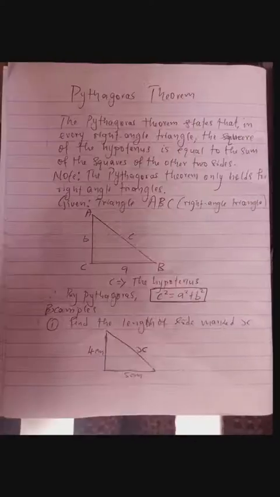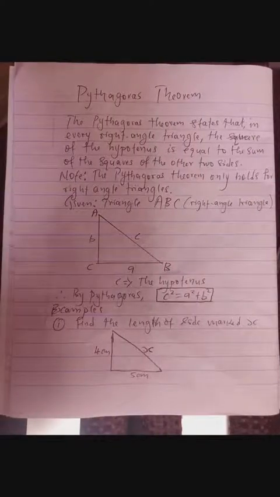Now, we'll go to Pythagoras theorem. Now, this is very important and you should be very attentive to this lesson. The Pythagoras theorem states that in every right angle triangle, the square of the hypotenuse is equal to the sum of the squares of the other two sides. That means this hypotenuse is the longest side of a triangle. From our triangle ABC, if you notice, C is the longest side, then we have A and B as other sides.